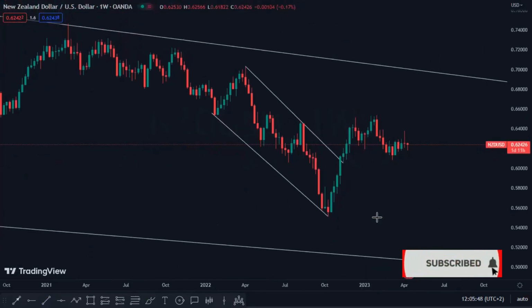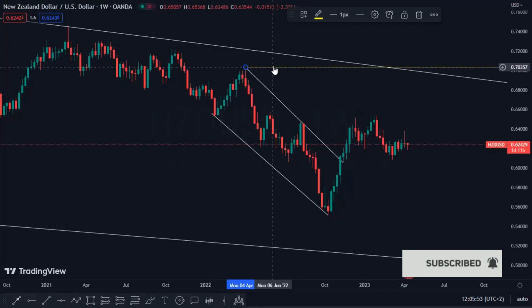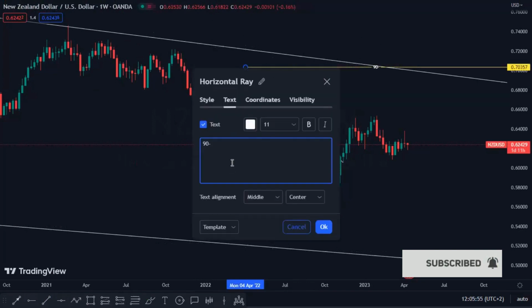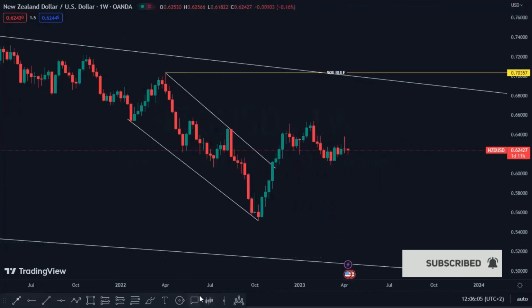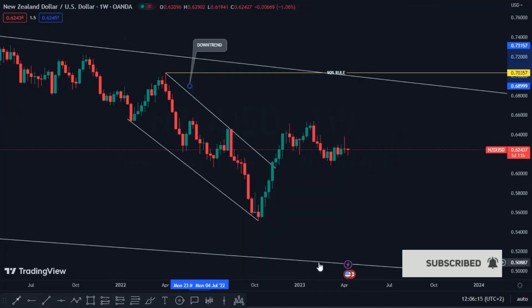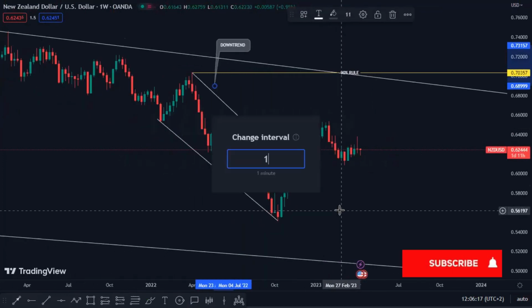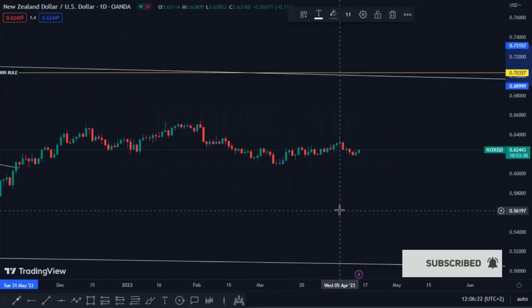And obviously, after doing so, I can mark out my 90% rule as always. Now, guys, you remember the reason why I always mark out my 90% rule is that it helps me to understand where price has to go. So now that I've identified my 90% rule and obviously my downtrend, I'm just gonna further jump on a daily time frame just to identify which phase I'm currently in.